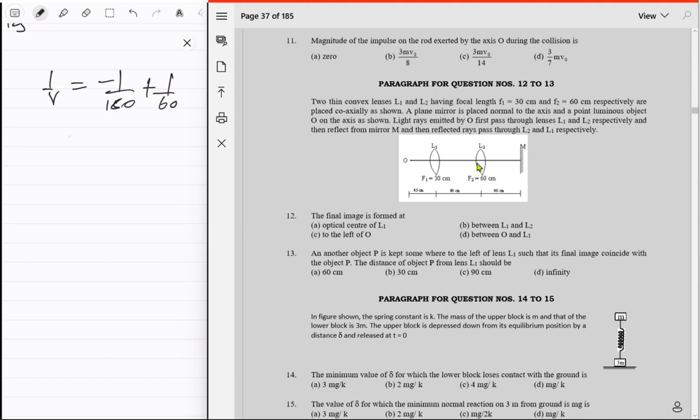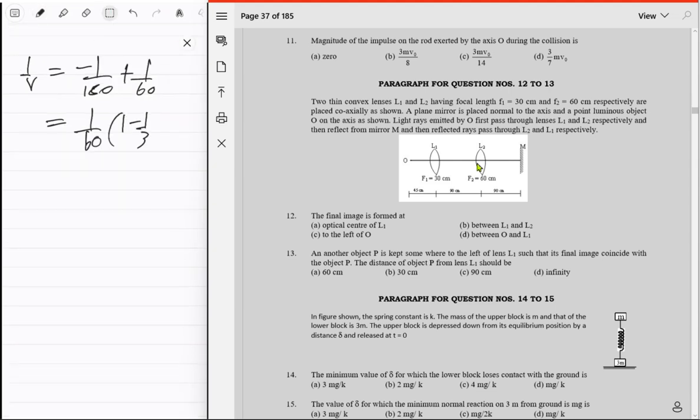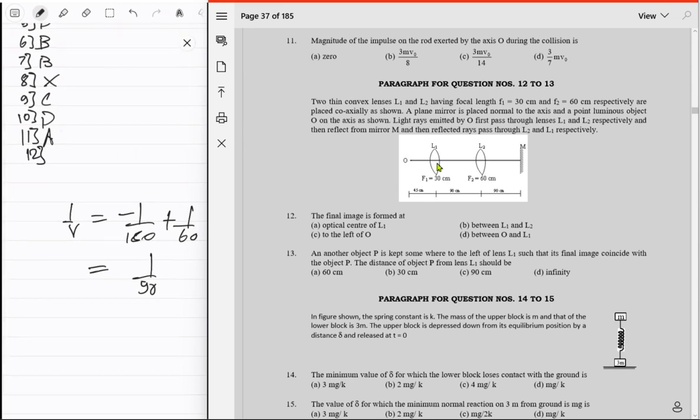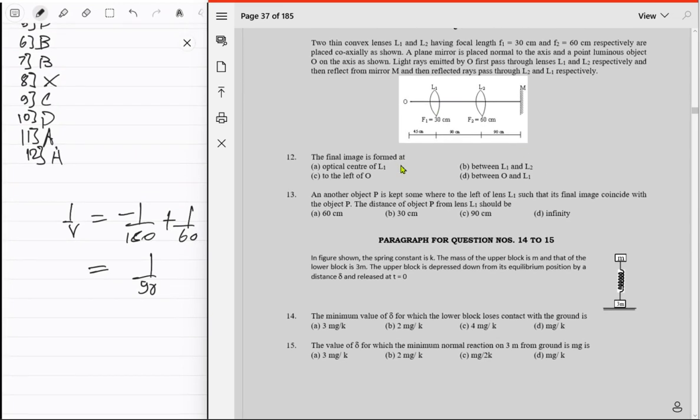How long is this getting. Just 1 upon 60, just got what? 1 minus 1 upon 3, it's like 2 upon 3, just 1 upon 90 once again. That is weird. So v is 90 once again, it's coming here, and then it's at the optic center of L1. A is correct.